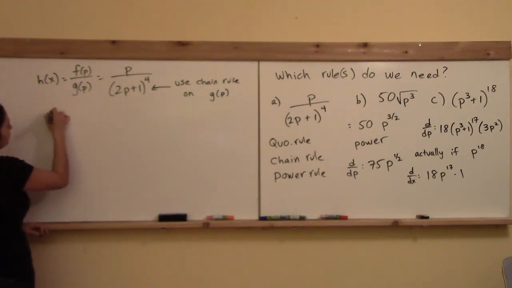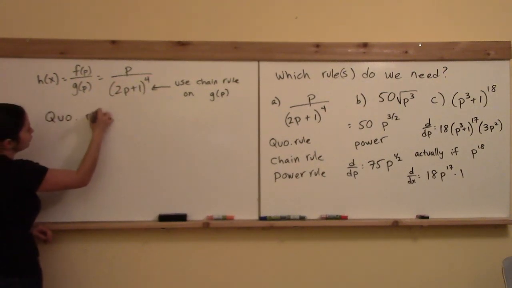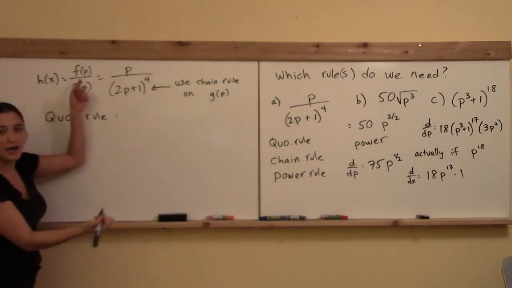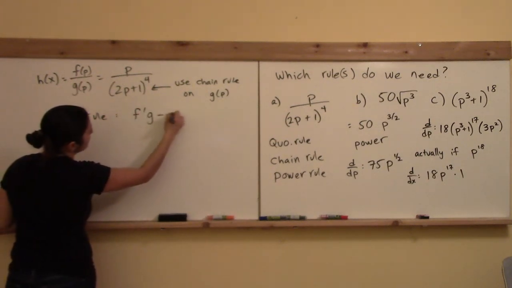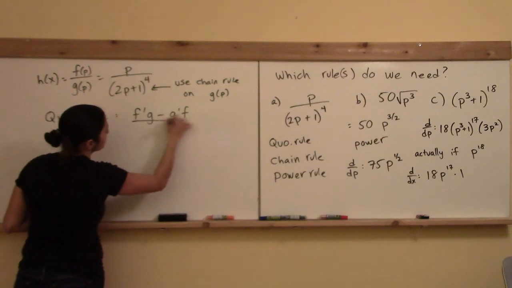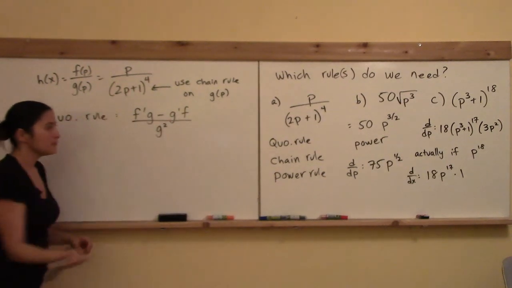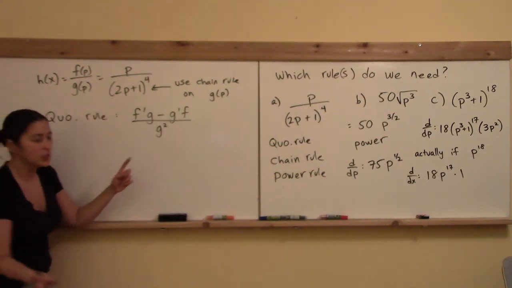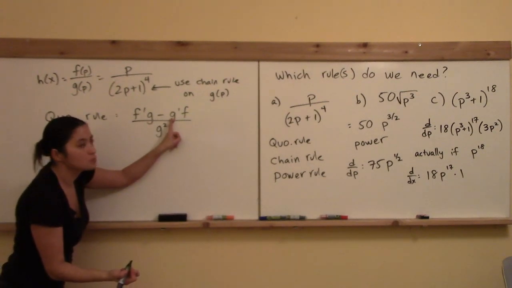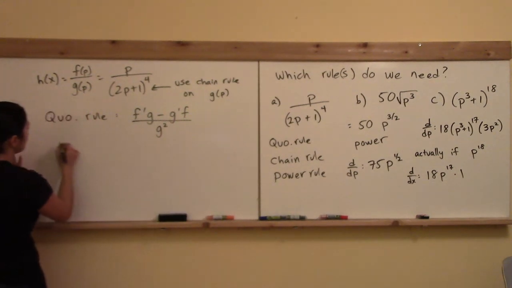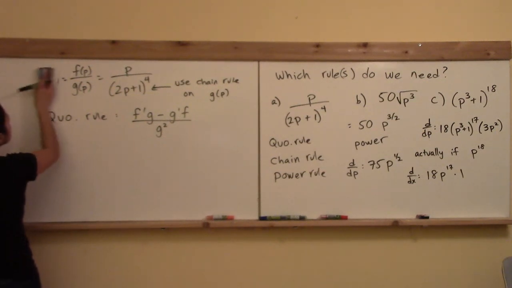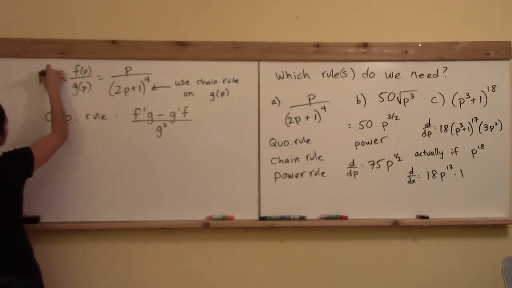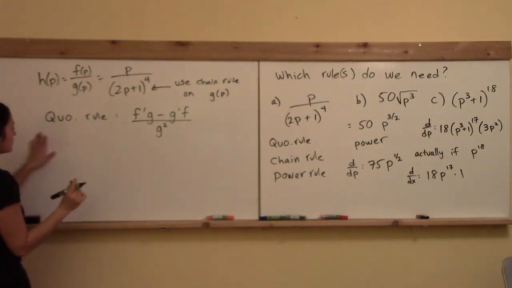Okay, so first I'm going to write down the quotient rule, which is to say if we have f over g, the derivative is going to be f prime g minus g prime f, divided by g squared. Okay, we're going to have to use the chain rule right when we get to this one term. Alright, so this is h, sorry, I wrote h of x before, I'll call it h of p because we're working with the letter p here.